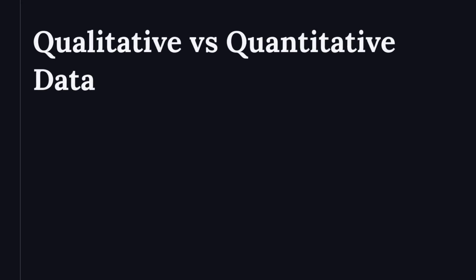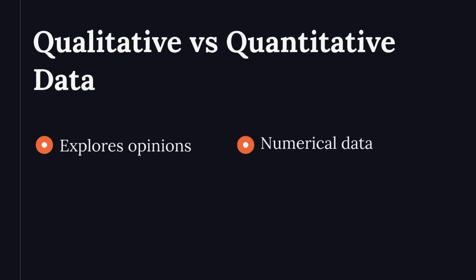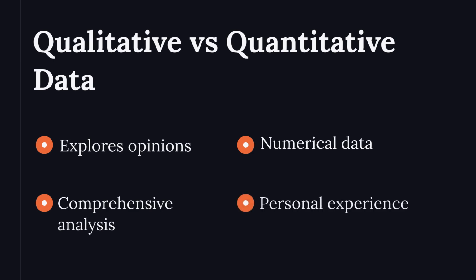Qualitative data explores opinions and behaviors. Quantitative data is numerical and measurable. Organizations use both types for comprehensive analysis. Tacit knowledge is personal and based on experience. Explicit knowledge is documented and easily shared.